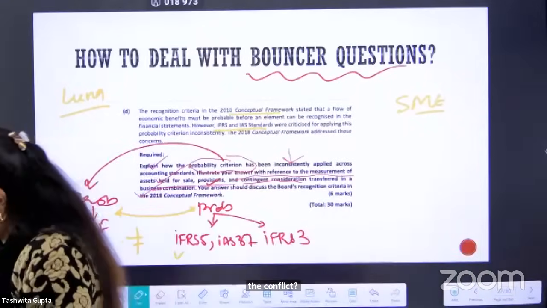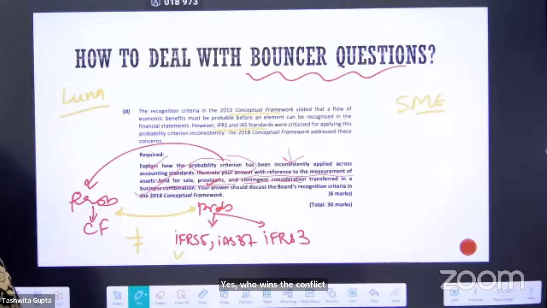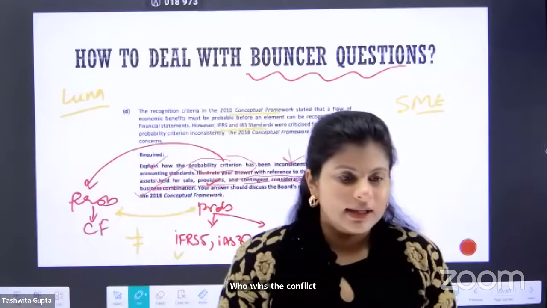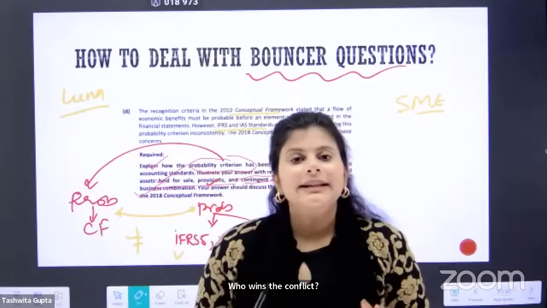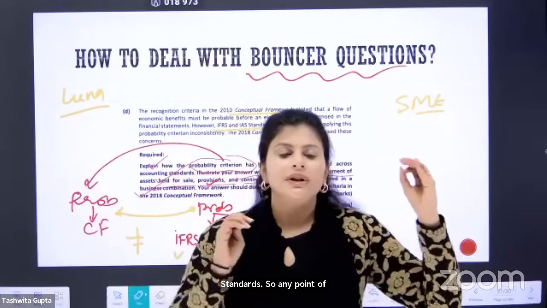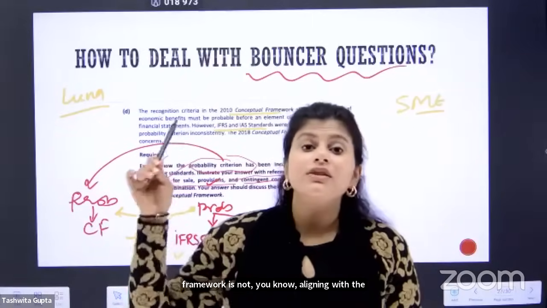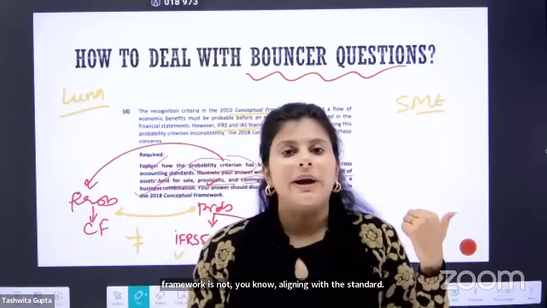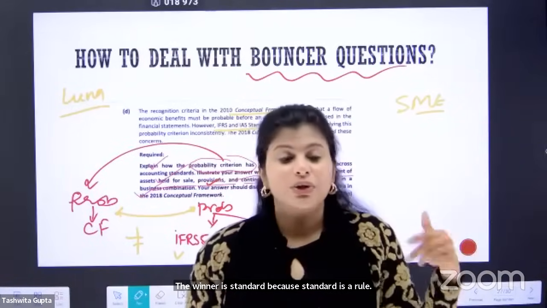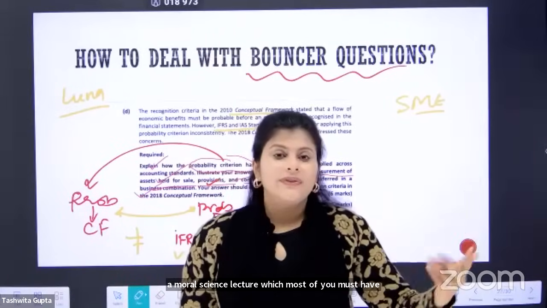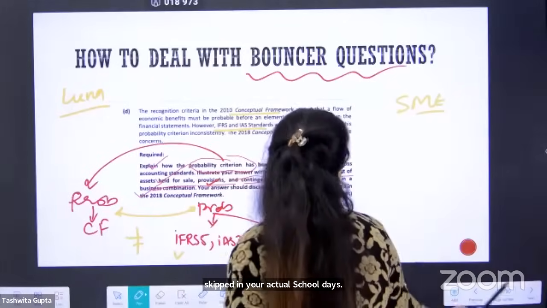Yes, who wins the conflict? Standards. At any point of time where the conceptual framework is not aligning with the standard, the winner is the standard, because the standard is a rule. The conceptual framework is a voluntary practice. It's like a moral science lecture, which most of you must have skipped in your actual school days. So at the end of the day, we need to follow IFRSs. This is what we will write here.